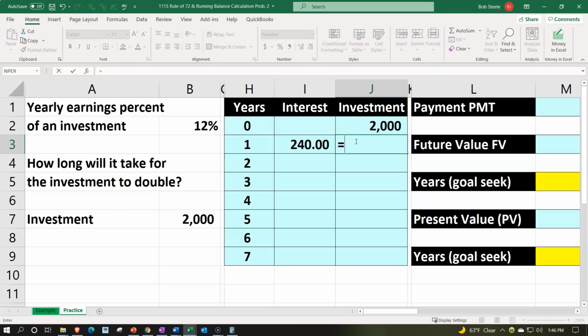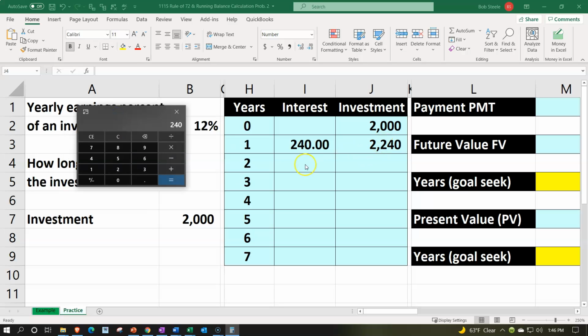We could say, all right, well, that means that we now have what we had at the start, 2,000 starting investment, plus the 240, which is going to give us the 2,240. You can get to that end number, of course, by taking the 2,000 times the 0.12. There's the 240 plus the 2,000. Or you could say, well, if this is 12%, that's 100% plus 12%, 1 plus 0.12, which gives us 1.12 or 112% times the 2,000. And that'll also get you to that 2,240.